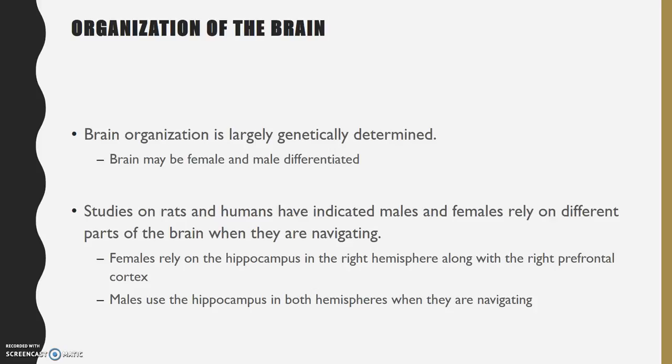In males, men are using the hippocampus in both hemispheres when they are navigating, when they are getting from point A to point B. Women, females, and female rats, however, use the hippocampus on the right hemisphere only, along with the right prefrontal cortex. So they're not using that left hemisphere hippocampus. So there is actually a brain difference, a wiring difference between men and women when they are navigating. So there does seem to be a differentiation in organization of the brain.